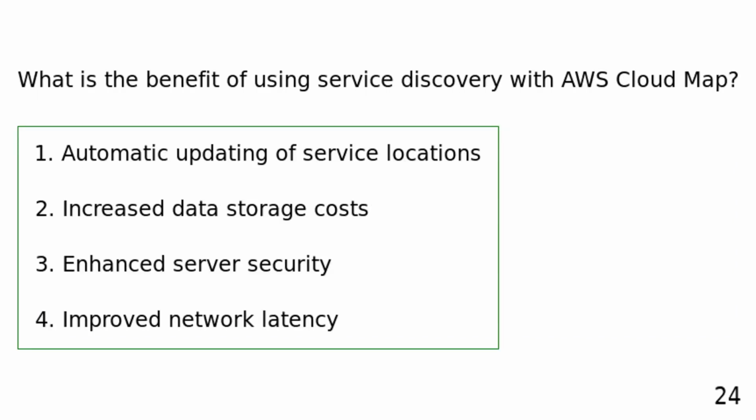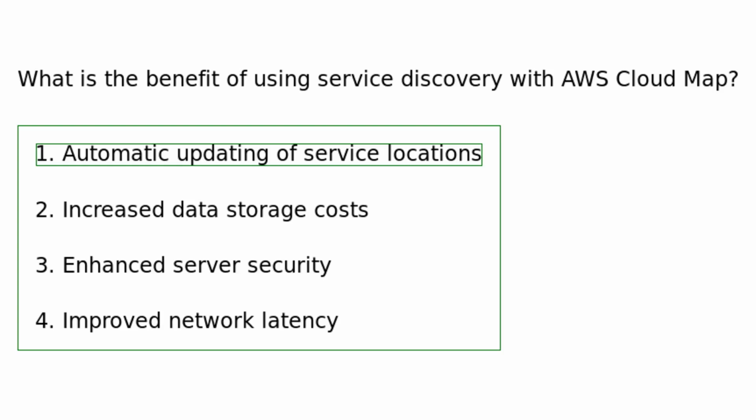What is the benefit of using service discovery with AWS Cloud Map? Automatic updating of service locations. Increased data storage costs. Enhanced server security. Improved network latency. Service discovery with AWS Cloud Map allows for automatic updating of service locations as new instances are added or removed, simplifying the management of microservices.